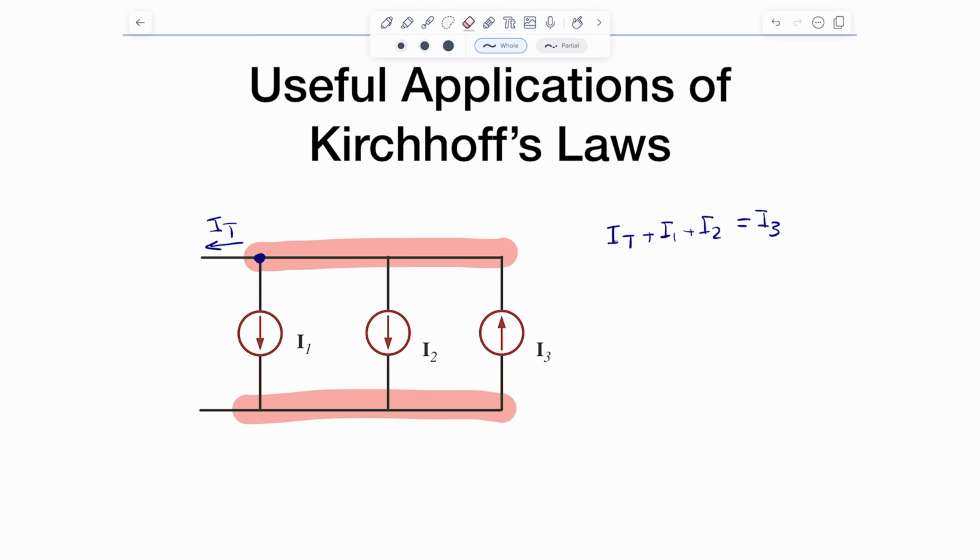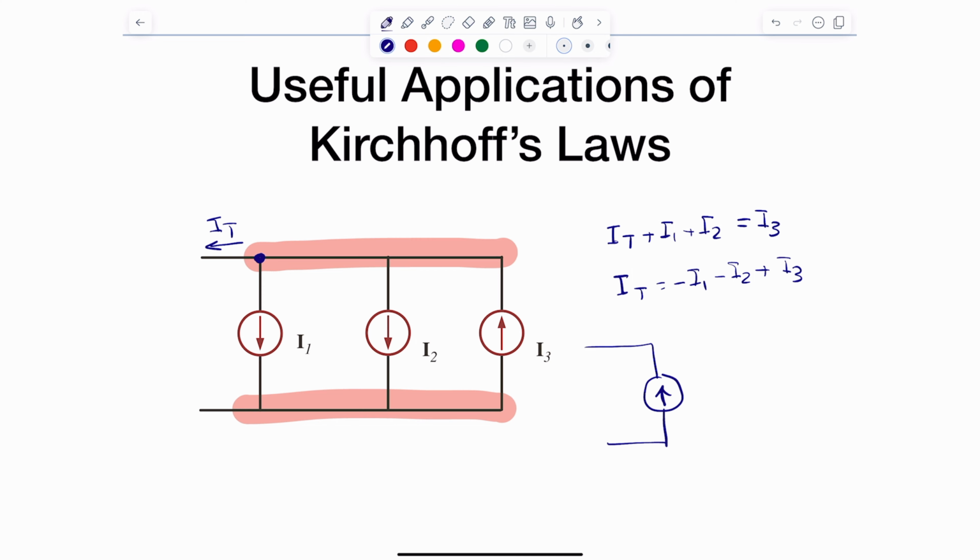By rearranging it slightly, you'll figure out that I(t) is simply negative I1, negative I2, plus I3. And I can substitute all three different current sources by a simple single current source, and that one here is simply I(t). So that's for current sources connected in parallel.